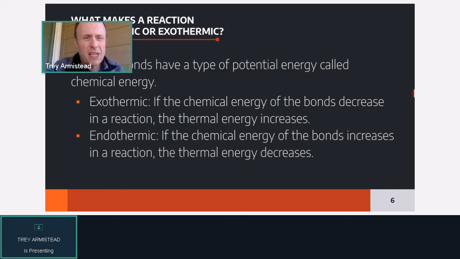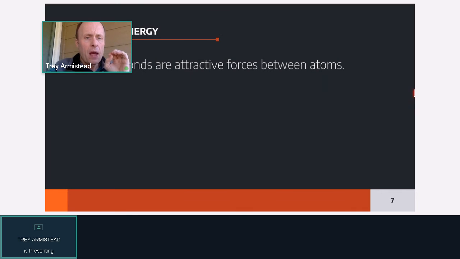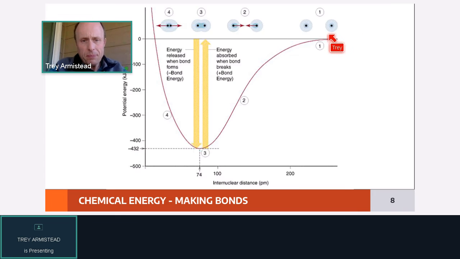Now, to really see this, let's go a little more in depth to explain why. First, let's just look at chemical energy. We know this: chemical bonds are attractive forces between atoms. They pull atoms together and hold them together. They are those intramolecular forces, like ionic and covalent bonds, that hold atoms together. But here's the way they work. This graph has the distance two atoms are apart on the x-axis and the amount of chemical energy on the y-axis.